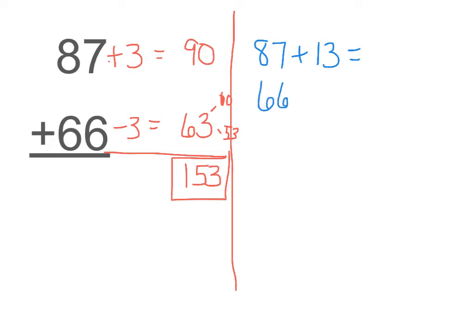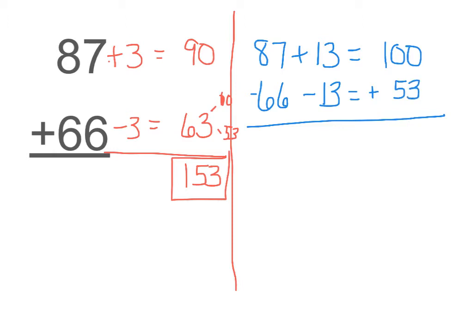and then subtracting 13. So 87 plus 13 equals 100. 66 minus 13 equals 53. So 153.